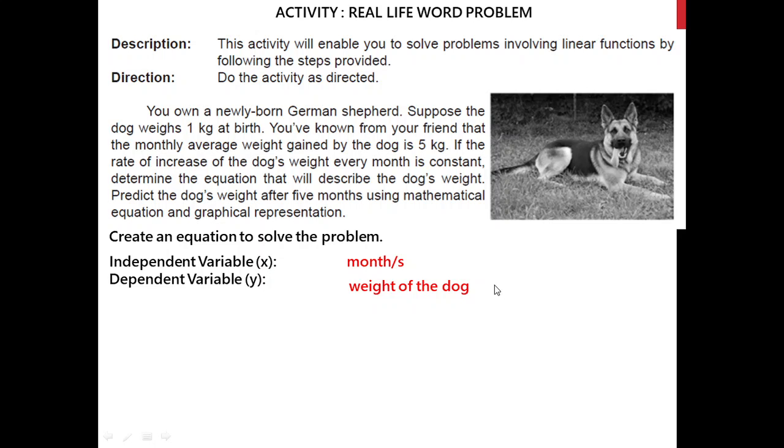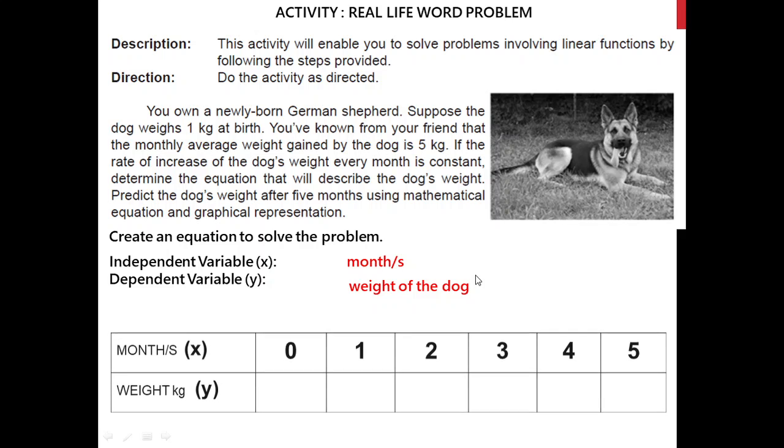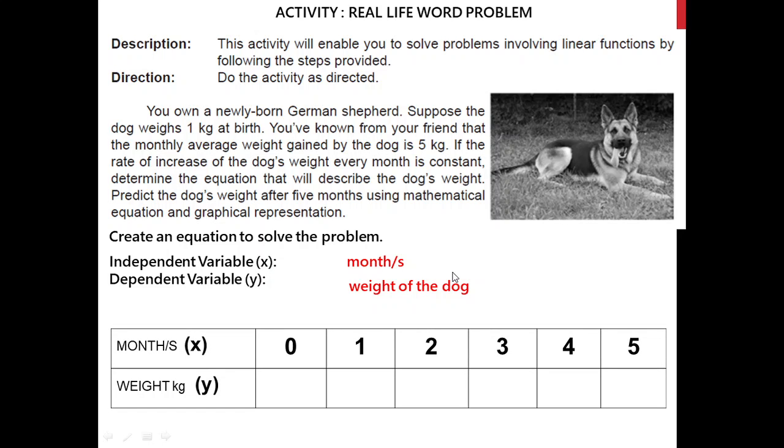Now, since we already determined the independent and dependent variables, we can proceed to making a table of values. In here, our domain is the months, and then our range will be the weight. So it says here in the first statement that the dog weighs 1 kilogram at birth. So at 0 months, the dog already weighs 1 kilogram. And then the average monthly weight gained by the dog is 5 kilograms.